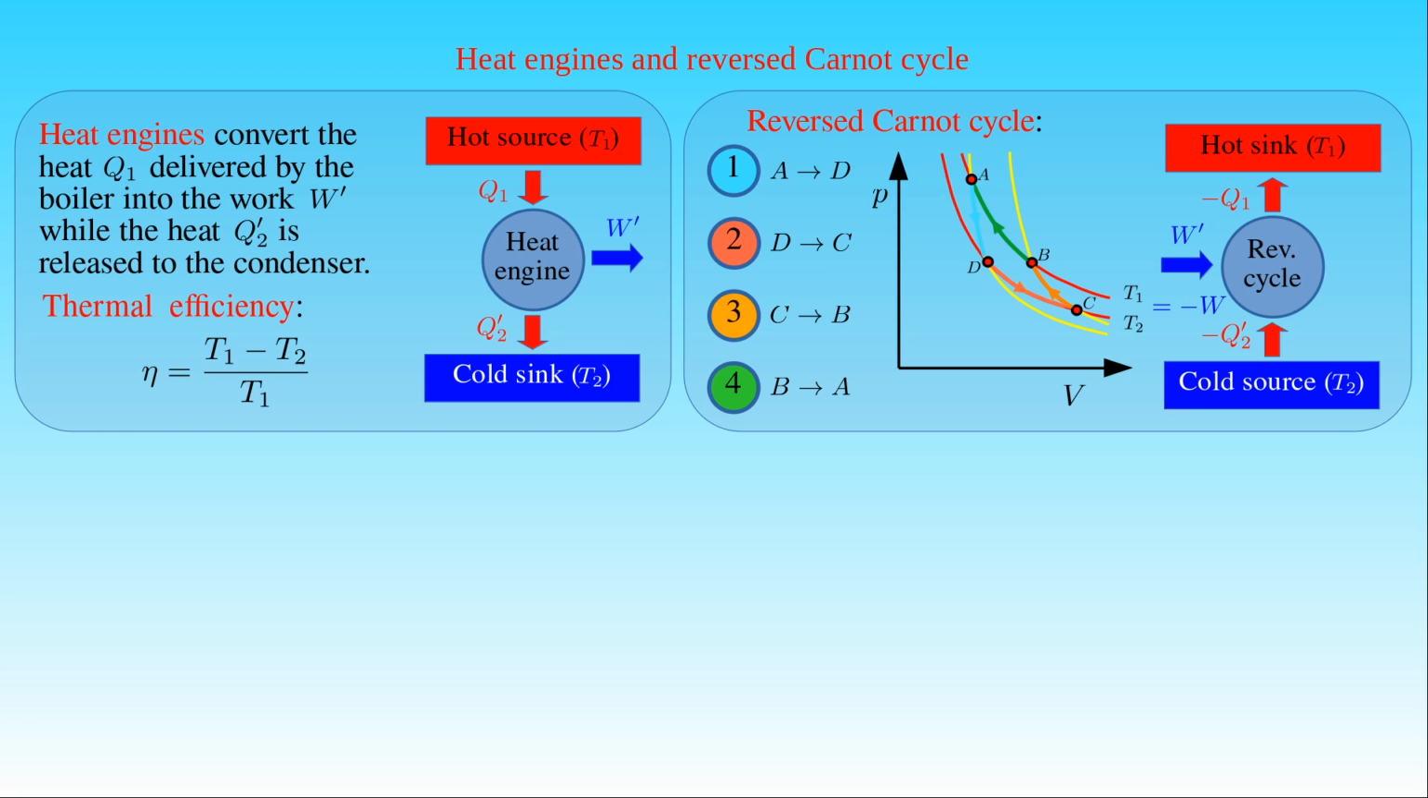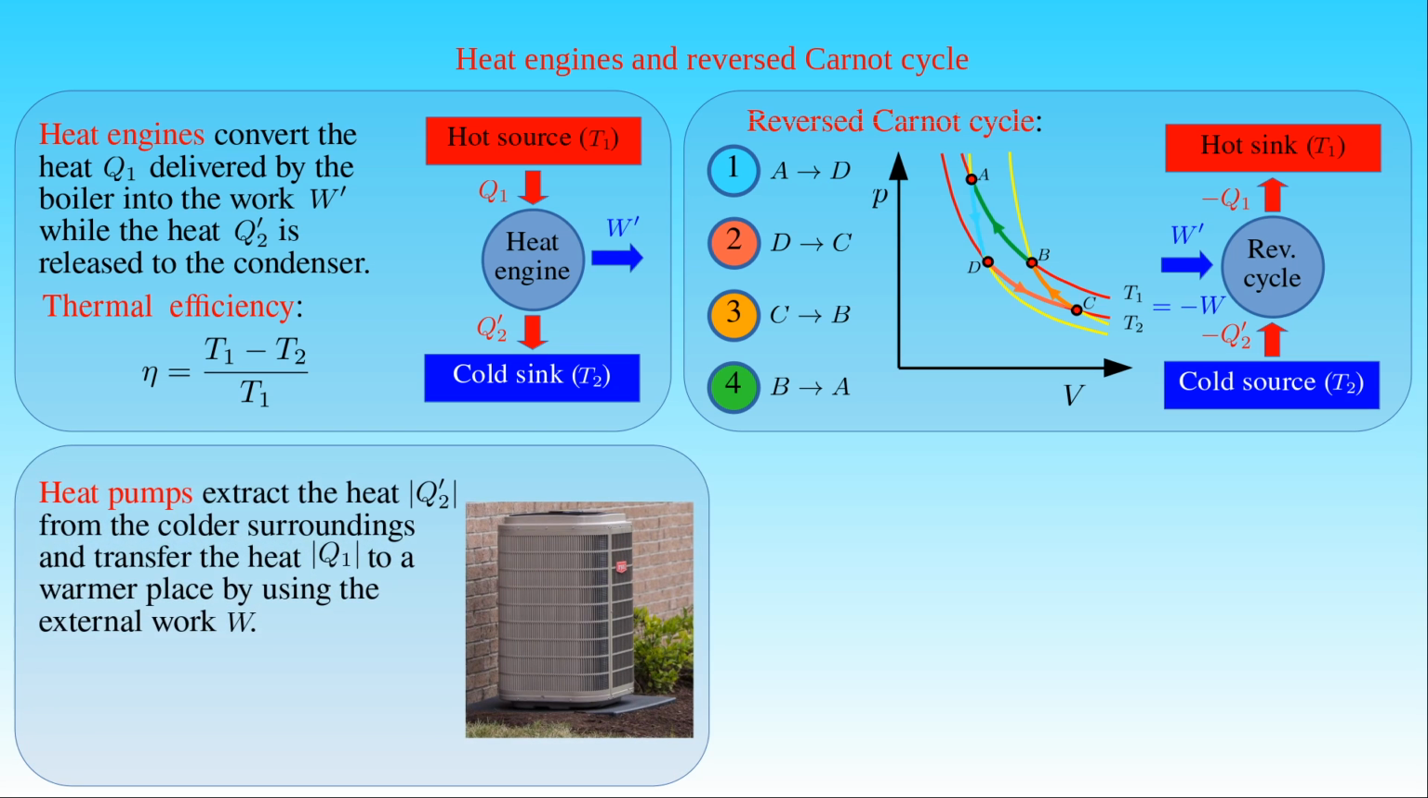Such a reversed process has two different applications. The first one is the heat pump used to control temperature in enclosed spaces by heat transfer. A heat pump extracts the heat from its colder surroundings at the absolute temperature T2 and transfers it into a warmer place held at the absolute temperature T1 by using the external work W. We describe the efficiency of this process with the coefficient of performance denoted by COP with the subscript H, that is, heating, which is defined by the ratio of the magnitude of the heat Q1 to the magnitude of the work W'. This fraction is equal to the absolute temperature T1 divided by the difference between the absolute temperatures T1 and T2.